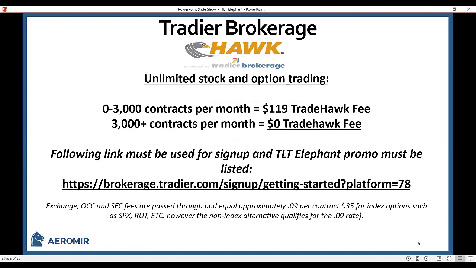I mean, TLT's liquidity is endless. We can suddenly go into a contract that shows zero open interest and write or buy 10,000 contracts and not move it, not move the mid. So the liquidity is just endless on TLT.